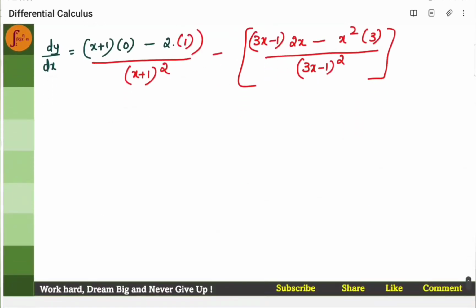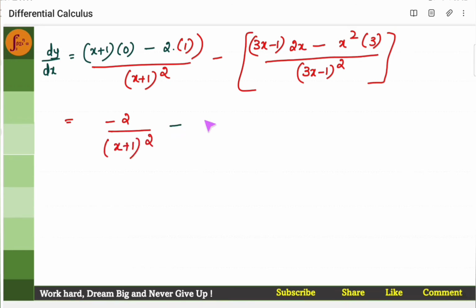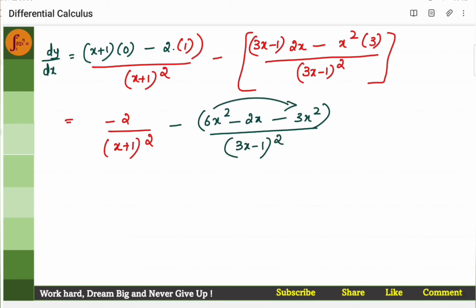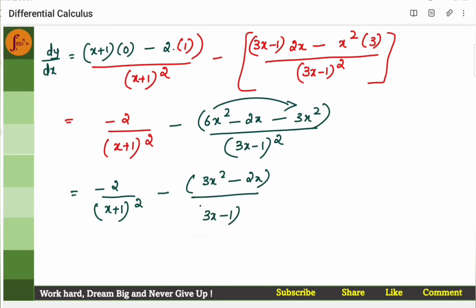Now let's try to simplify this. Right? This is going to be 0, minus 2, minus 2 by x plus 1 the whole square minus, let me multiply this, I'll get 6x square minus 2x minus 3x square by 3x minus 1 the whole square. If I subtract this, I'll get, let's write down this, 6x square minus 3x square is 3x square minus 2x by 3x minus 1 the whole square.